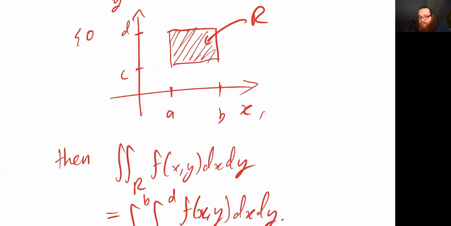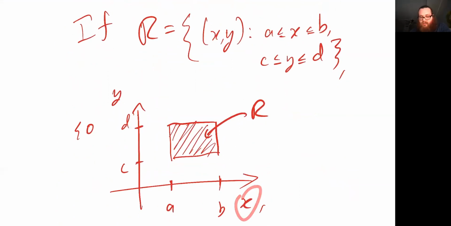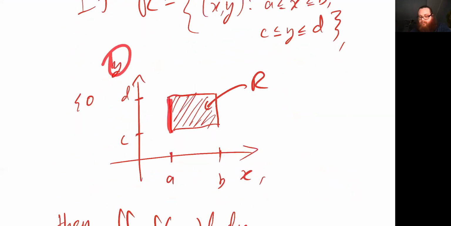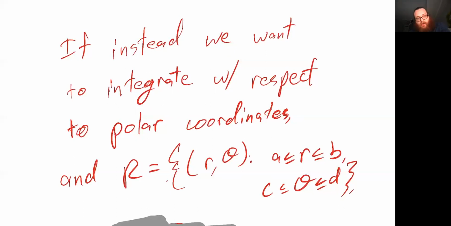So this example was given in Euclidean coordinates, right? The x coordinate was between two values. The y coordinate was between two values. And so a natural question is, well, what if we change the coordinate system? So instead of Euclidean coordinates, what if we use polar coordinates?